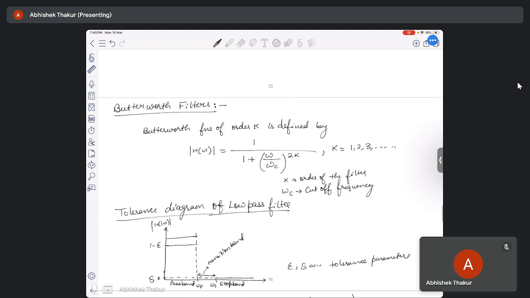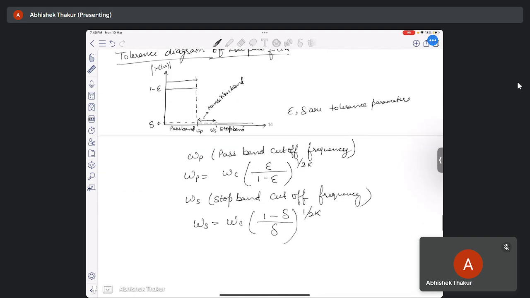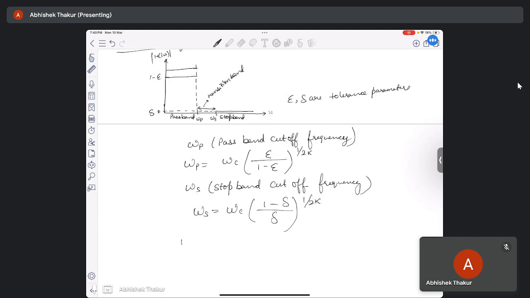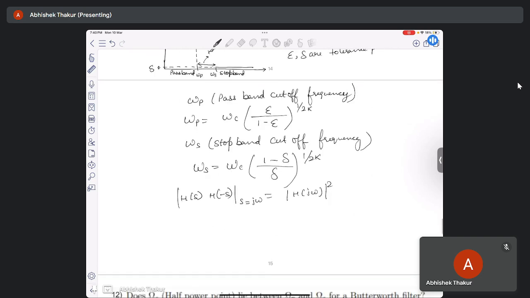Actually here it will be mod square. So we know that H(s) H(-s) at s = j omega is equal to mod of H(j omega) square. So in the equation it is already given. So omega is equal to s by j. Now substitute this value, so our H(s) H(-s) will become 1 by 1 plus (s by j omega c) to the power of 2k. Okay. So we need to know the transfer function H(s) to design an analog filter.